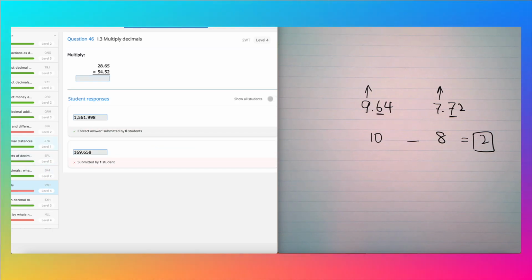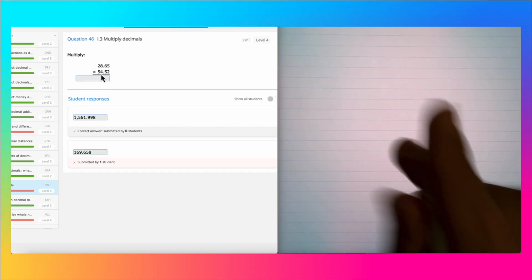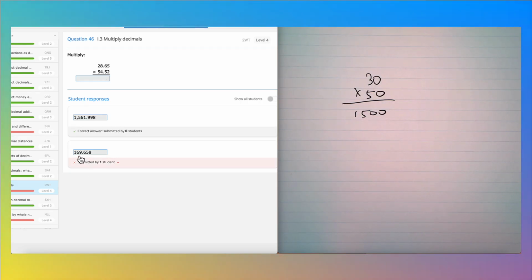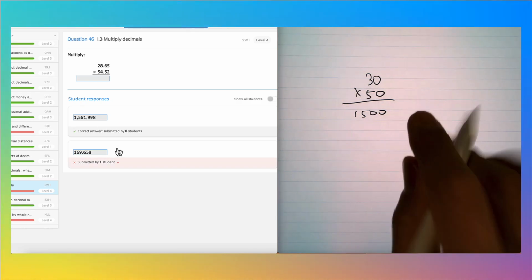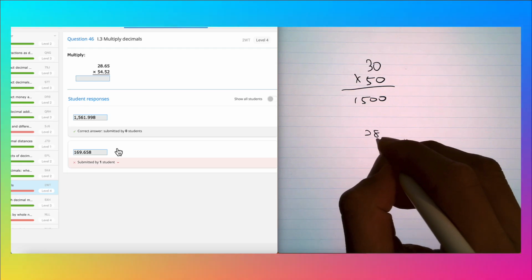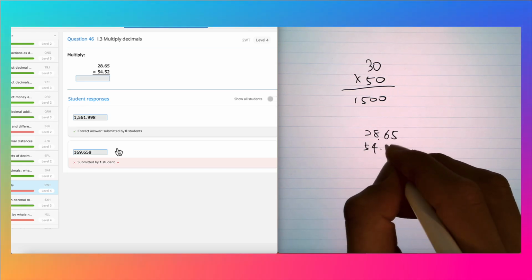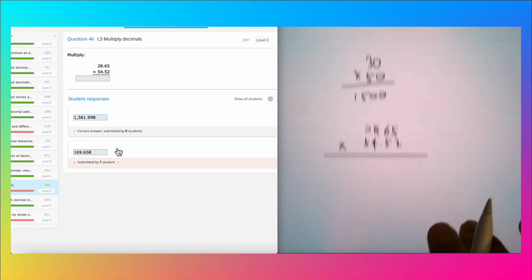Alright, next one, we are multiplying this. Okay, so you got 169. I'll tell you why that can't even be right. If you just approximate this like 30 and 50, 30 times 50 will give you already 1500. So when you put your answer, you should have doubted that this works. Okay, so let's actually do the calculation. 28.65 and then 54.52. It's going to take a while, so please have some patience.